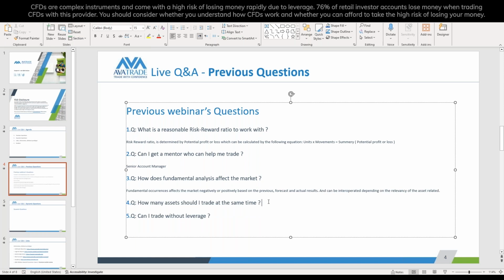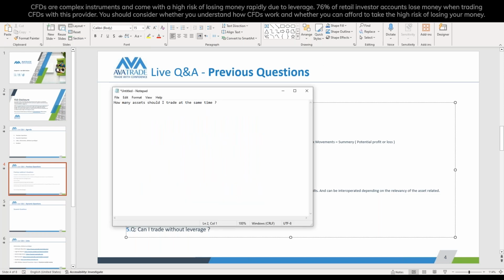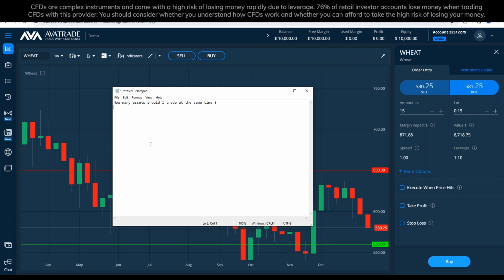How many assets should I trade at the same time? Ooh, I just love those kinds of questions. So guys, let's be honest about it. How many assets should I trade at the same time? Let's say one asset. This is also the question here: with how many should I diversify, right?